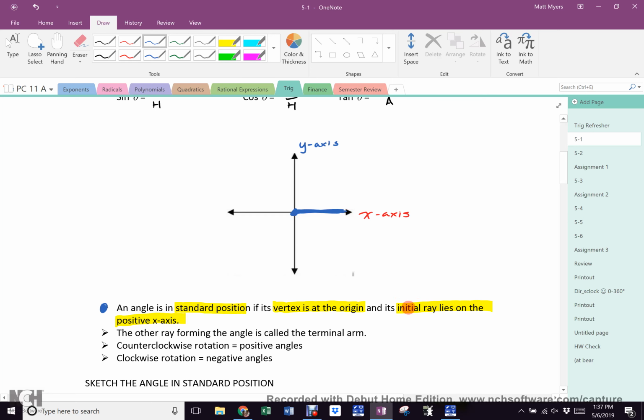Everybody cool? Now, the next part of this will be a red line. The other ray, because how many rays do you need to make an angle? 2 that meet at a vertex. The other ray is called the terminal arm. So, I start here and I go up to a terminal arm. This angle, theta, is in standard position. Is everybody good? Okay. Now, in green, we will do this.